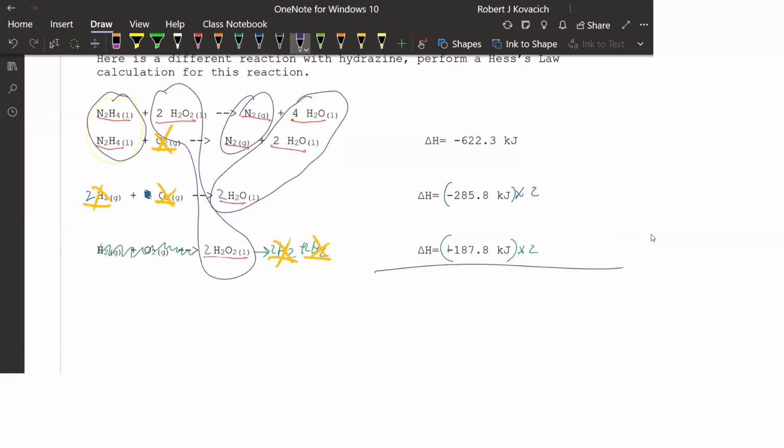So I've got a negative 622.3. And to that, I'm going to add a negative 285.8 times 2. And to that, I'm going to add 187.8 times 2. Syntax here. Oh, there we go. So I got negative 818.3 kilojoules per mole. All right, that's it.